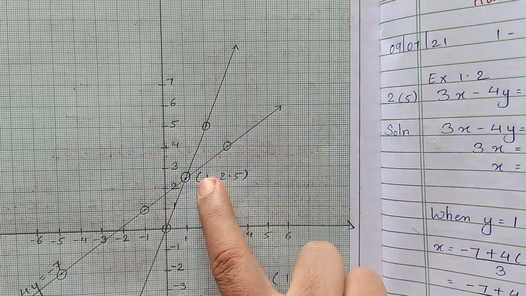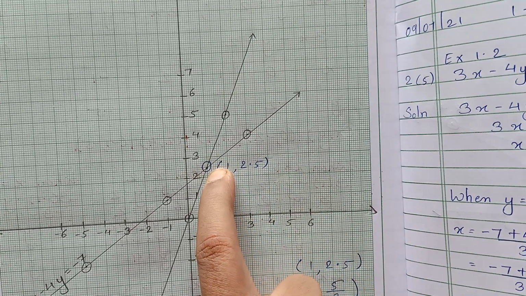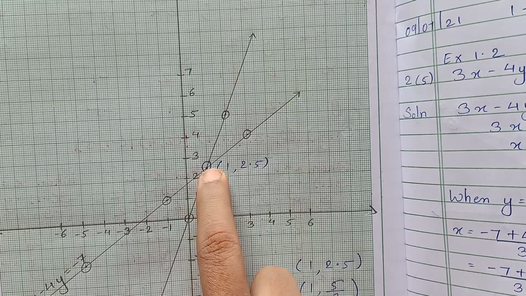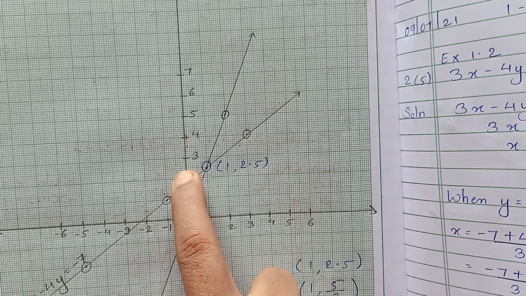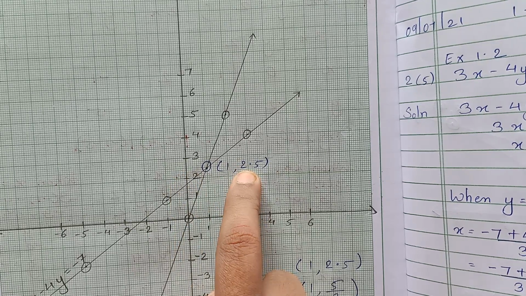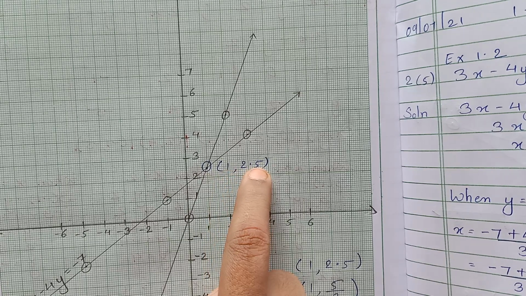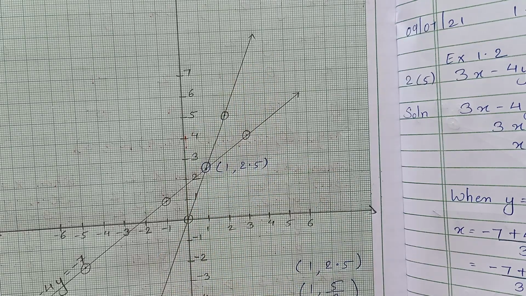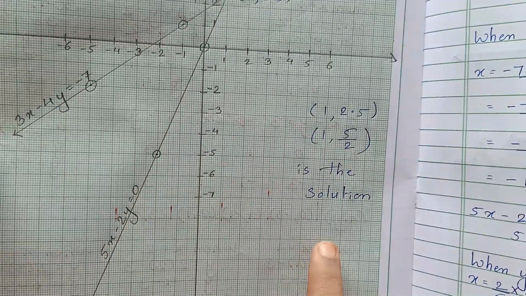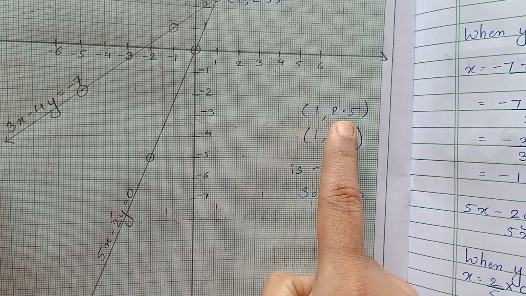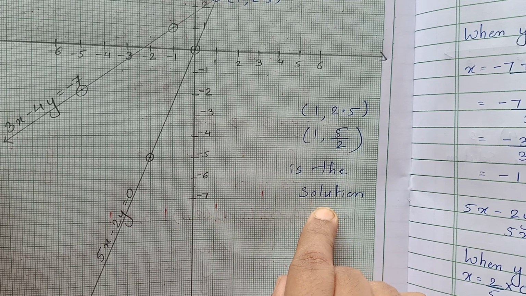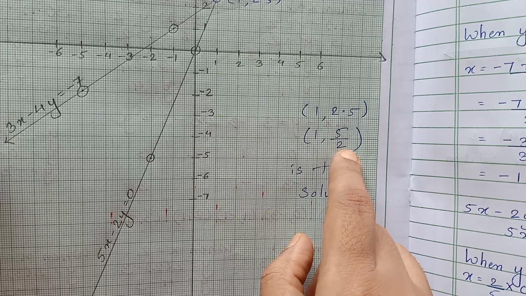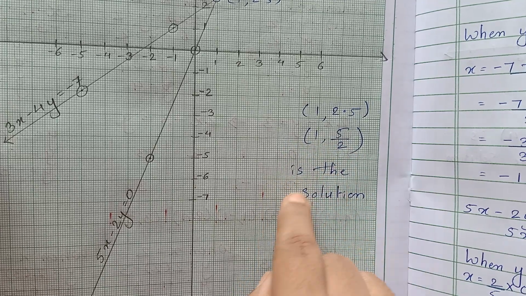Now these 2 lines, where they intersect, you have to note down the point where it intersects. So this is the point where it intersects. If you see, the x coordinate is 1 and the y coordinate is 2.5. So the coordinate of this point is 1, 2.5. So this is the solution of these 2 equations. This is the graphical way which we do. So the final answer here will be, therefore 1, 2.5 is the solution. Or you can write in fraction form 1, 5 by 2. 2.5 when converted into fraction is 5 by 2, so 1, 5 by 2 is the solution.